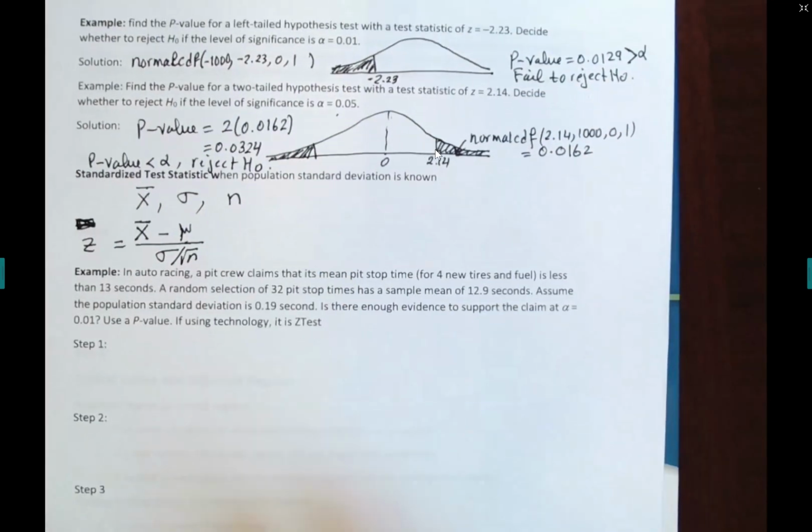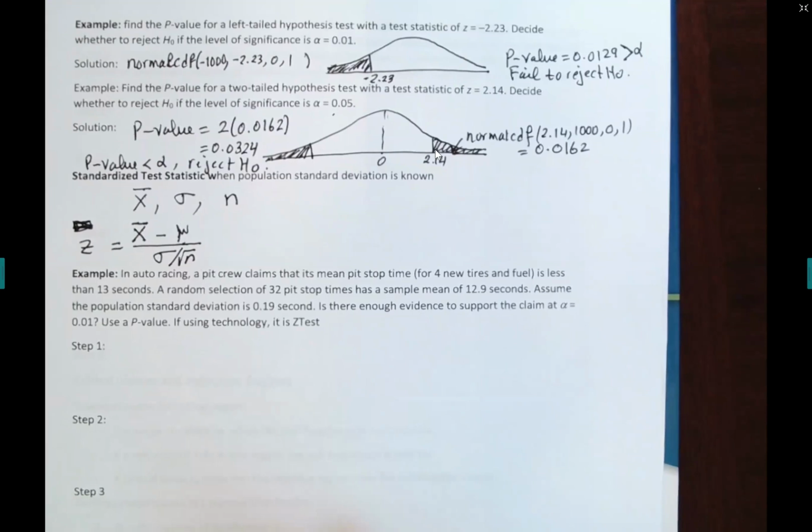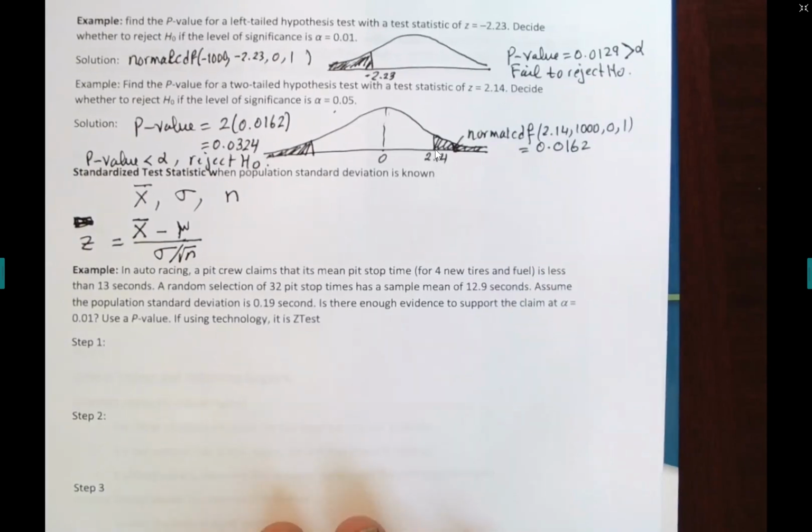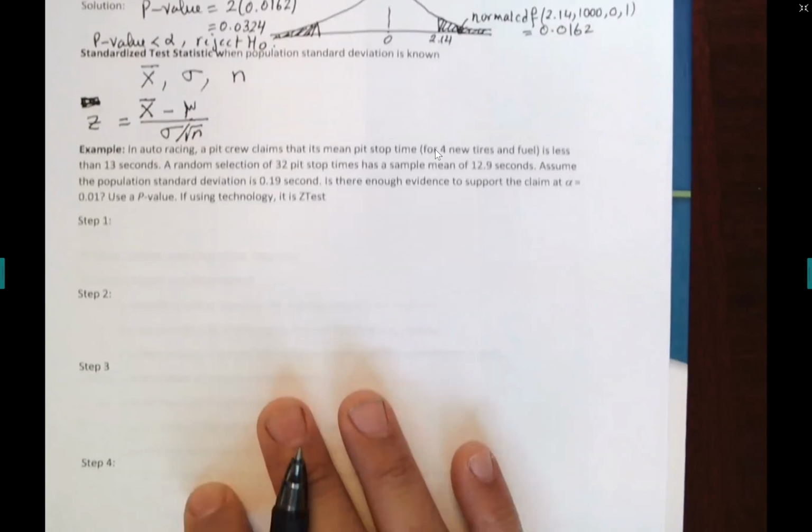Ready, guys? We're going to do the first problem with all the 5 steps, and you're going to see how to perform a hypothesis test and make decisions. So please pay attention, and then I would like you to help me with the next one.